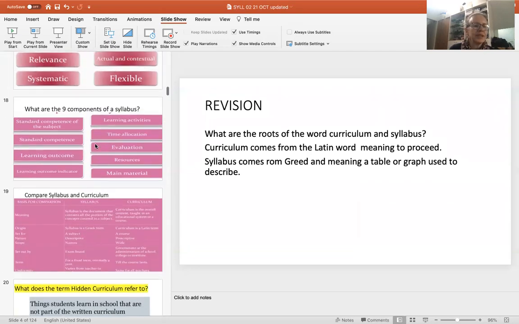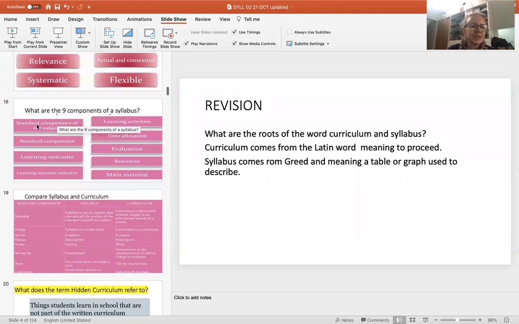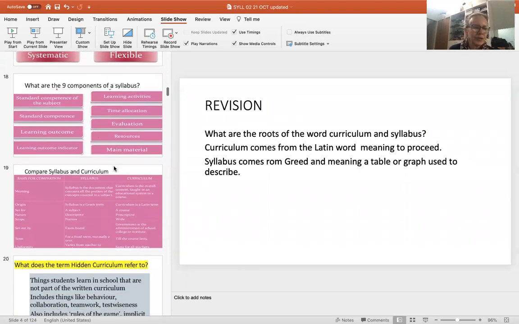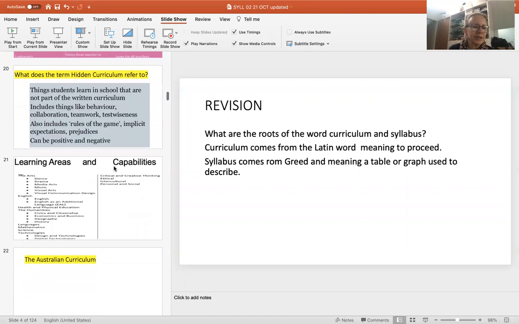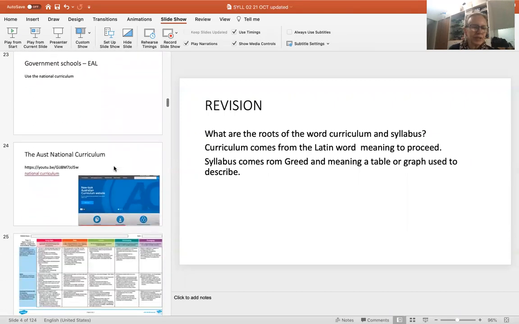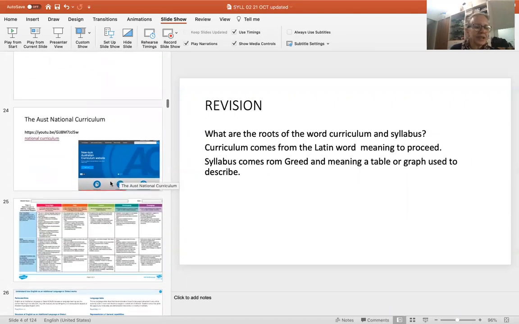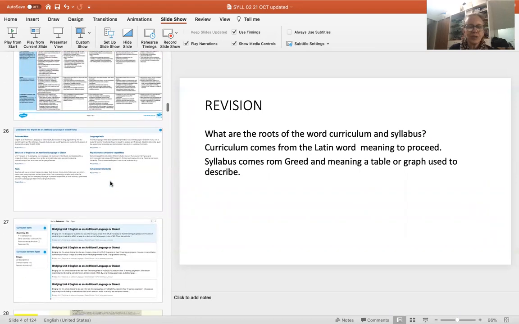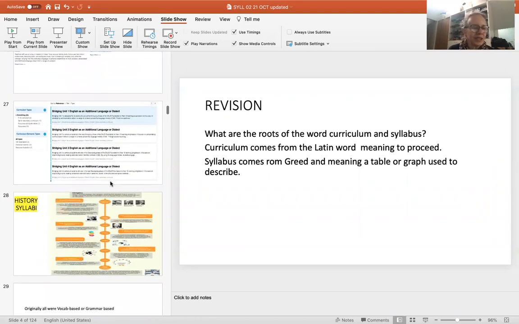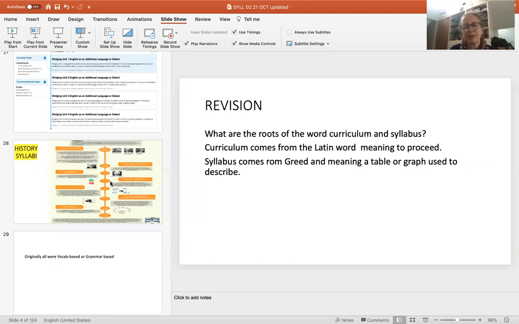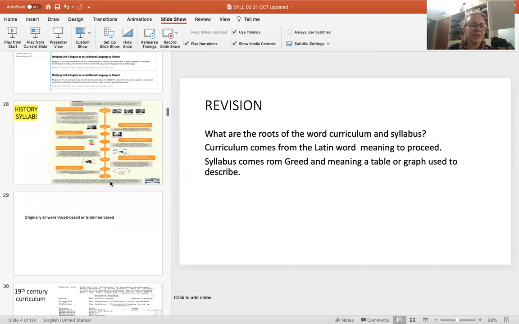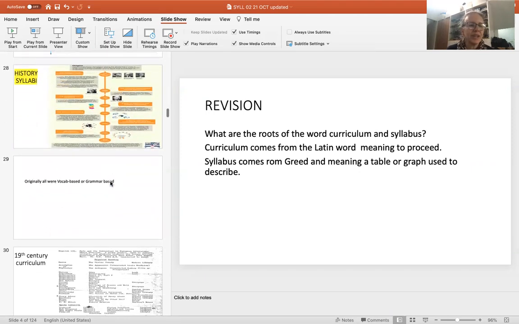We talked about the 9 components of a syllabus. We talked about comparing a syllabus and a curriculum. We talked about the Australian curriculum. We looked at ACARA, introduced from 2010, and the states have now all converted. So Victoria did have the Victorian curriculum, now we have the national curriculum. So we have EAL that way.